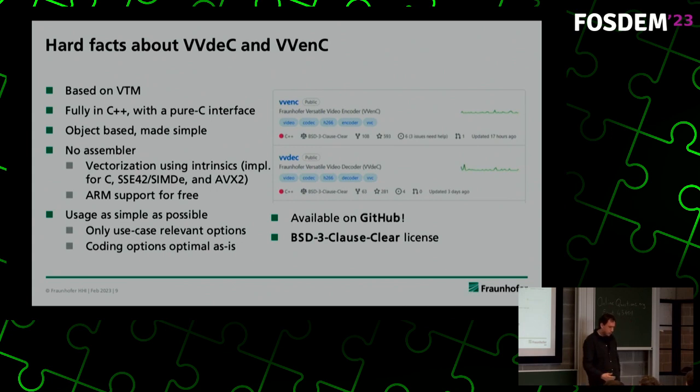And what we try to do is make those projects as simple as possible. Basically, we only expose options that are use case relevant, but the coding options, everything that's connected to efficiency, we try to define for the user to just have the simplest experience possible. They're both available on GitHub under the BSD-3-Clear license, as I already mentioned.